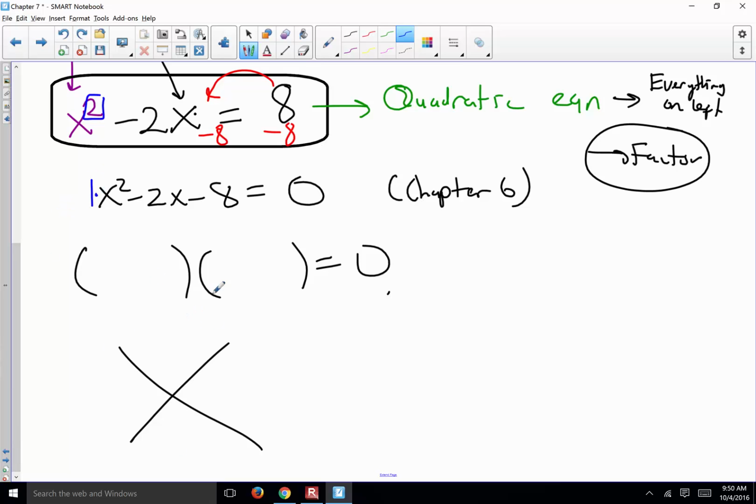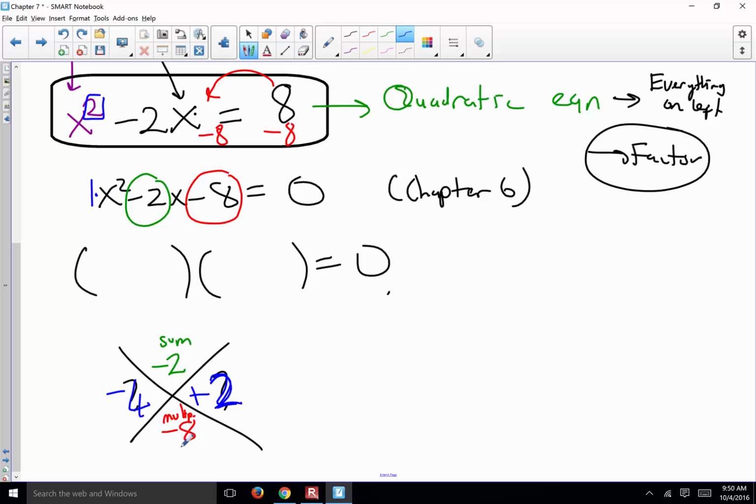This is an easy trial and error method. You take minus 8 at the end, and multiply 2 numbers to get minus 8. The sum will be minus 2. What numbers do that? What 2 numbers multiply into minus 8 but add up to minus 2? Negative 4 and positive 2.